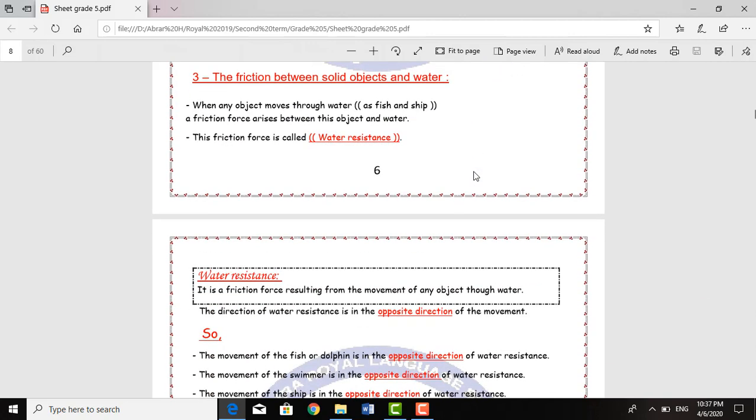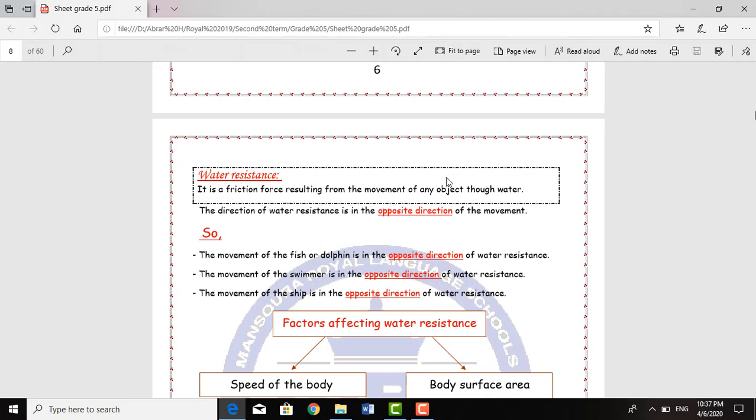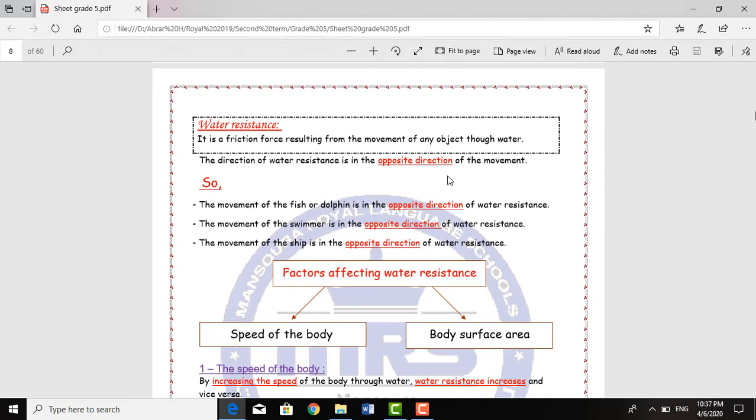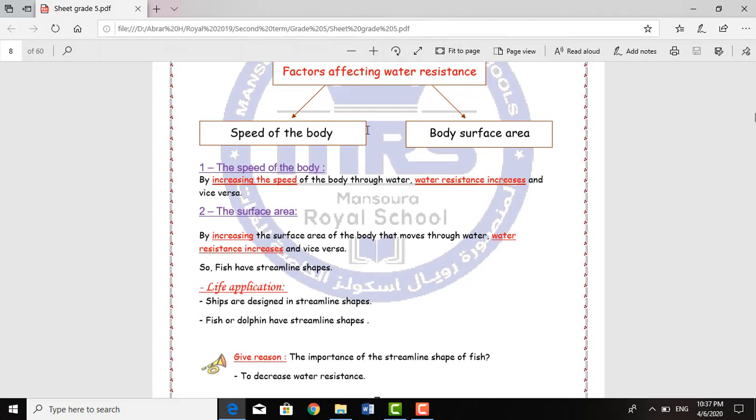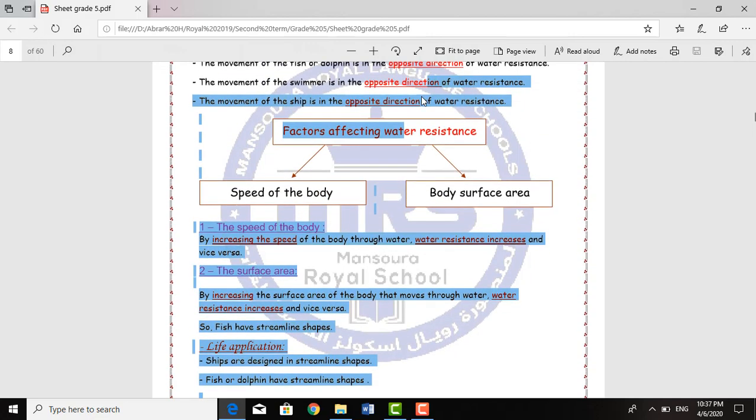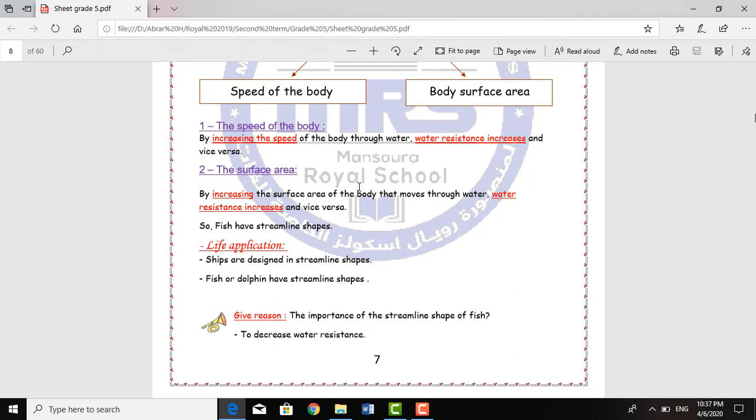The friction between solid objects and water is called water resistance, and it also acts in the opposite direction of the movement, and it's affected by two factors: the speed of the body and the body surface area, and both have direct relation with water resistance. It means that by increasing speed of the body and the body surface area, the water resistance increases, and by decreasing them, the water resistance decreases.